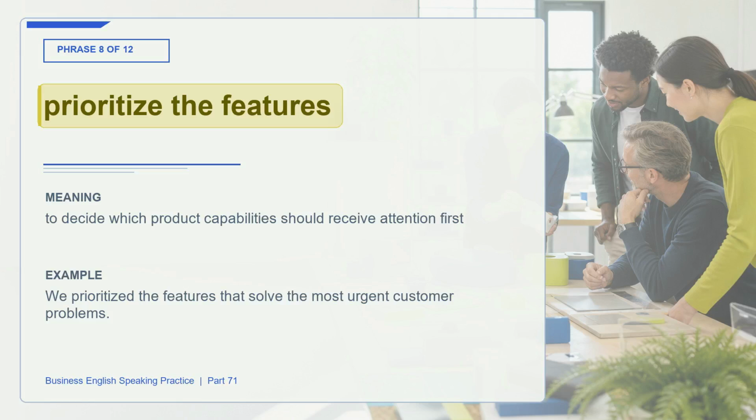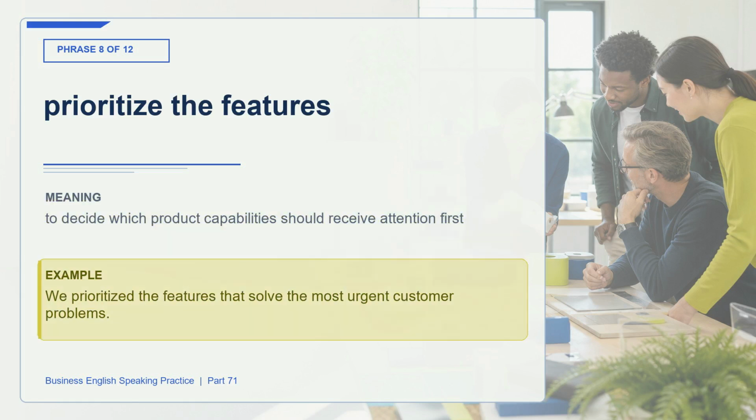Phrase 8. Prioritize the features. Prioritize the features. Meaning, to decide which product capabilities should receive attention first. Example: We prioritize the features that solve the most urgent customer problems.